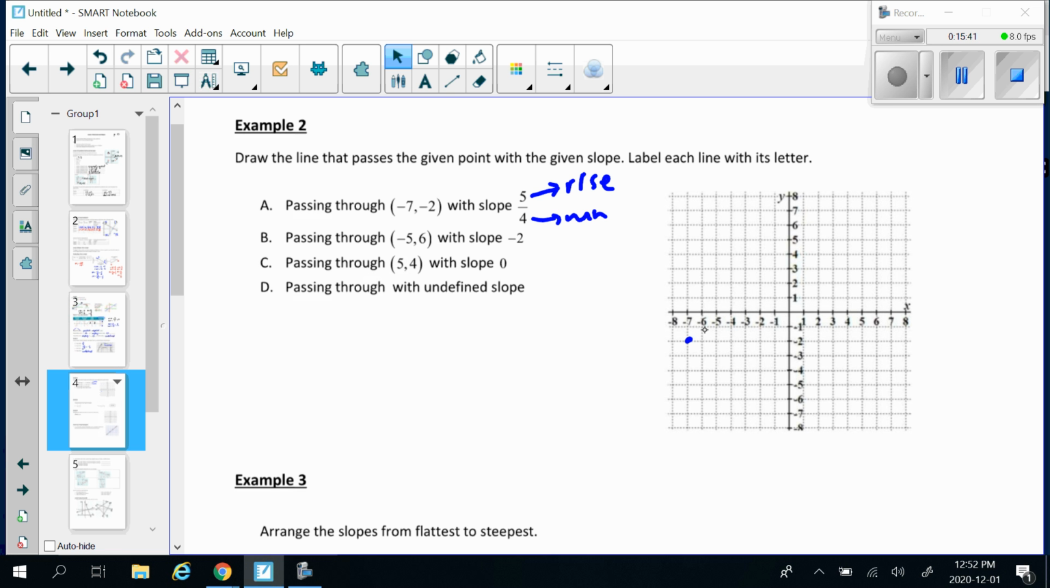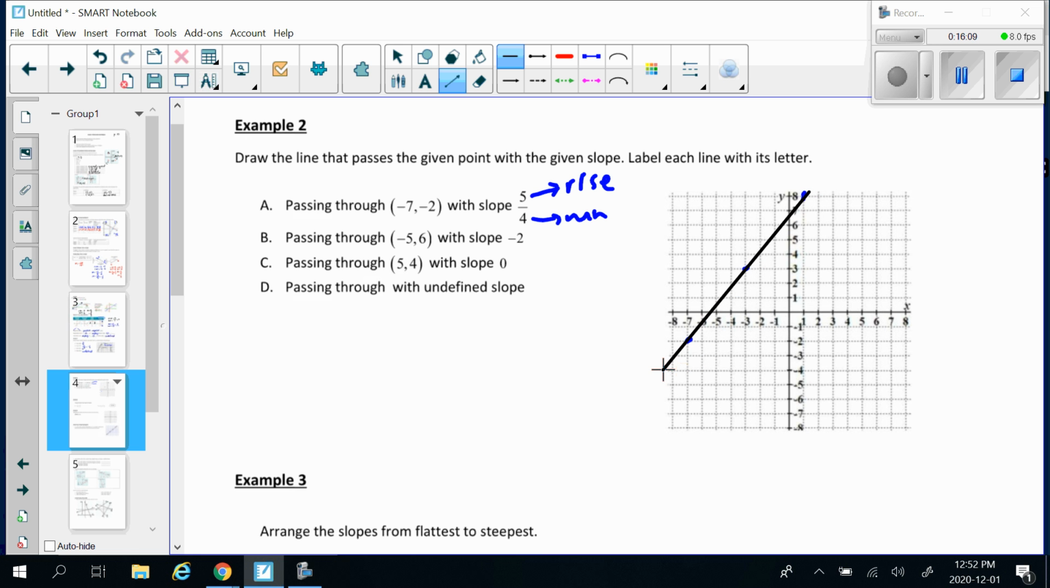Let me just try that again. 1, 2, 3, 4, 5. And then I'm going to run by 4. 1, 2, 3, 4. And then I'm going to plot another dot. Usually 2 dots are enough to plot a line, but if you want to plot accurately, you should do it again. Rise by 5. 1, 2, 3, 4, 5. Run by 4. 1, 2, 3, 4. Okay. And now that I have 3 dots, I feel much more confident drawing my line like this.